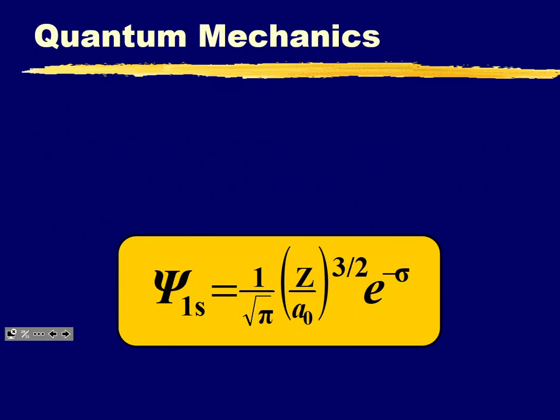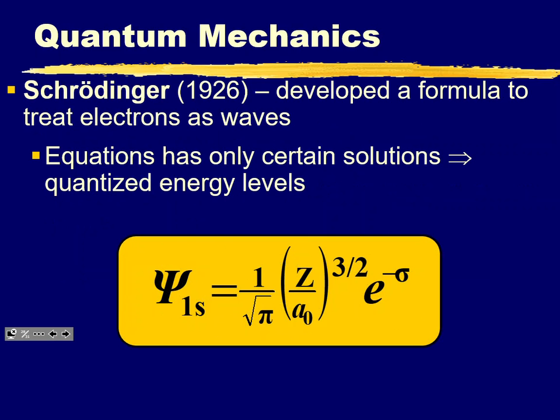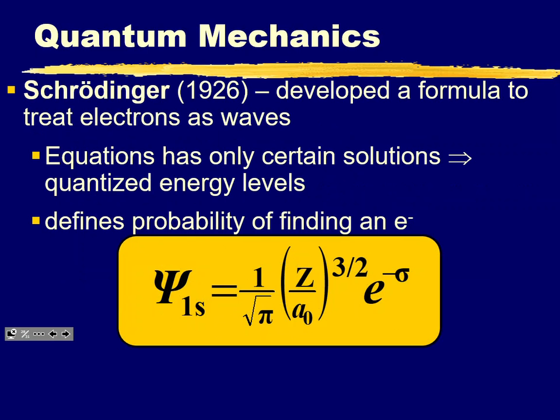Now, quantum mechanics: Schrödinger developed a formula to treat electrons as waves. His equations only have certain solutions, certain quantized energy levels. You do not need to know this equation, but it is a very complex equation, as you can imagine by looking at it here. The idea, though, is that he puts the charges, the masses, and all that stuff in the equation, and he cranks out these solutions.